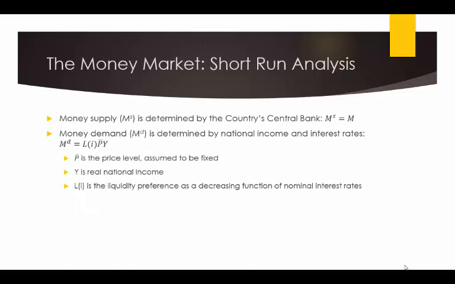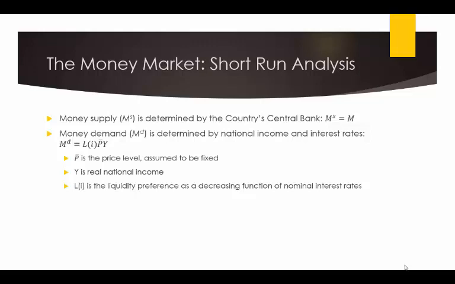I'll now briefly cover what we should already have known from our prior exposure to economics about the money market. So my coverage here is going to be somewhat brief. Money supply is determined by the country's central bank or monetary authority. Its level, MS, is therefore equal to some level called M. Money demand, MD, is determined by national incomes and interest rates, and so it's given by a liquidity preference relationship, L(i, Y). Note that P is assumed fixed by short-run price stickiness. Hence, it is written as P bar.